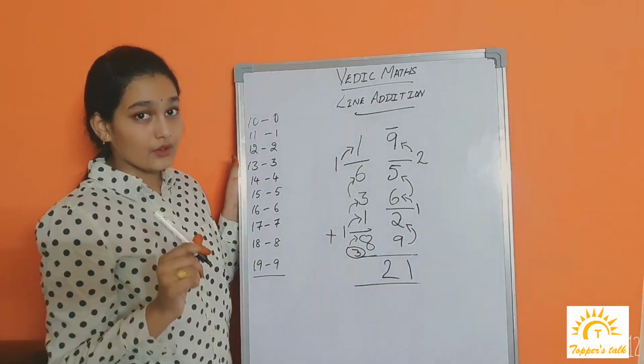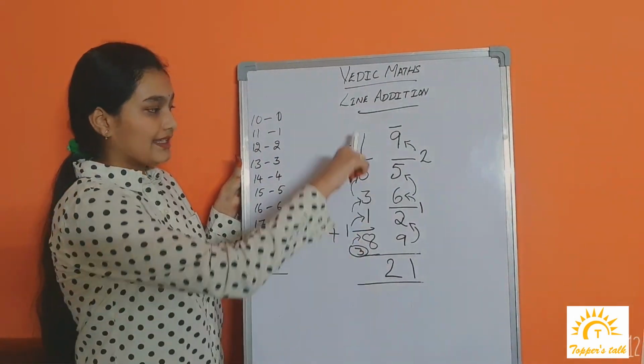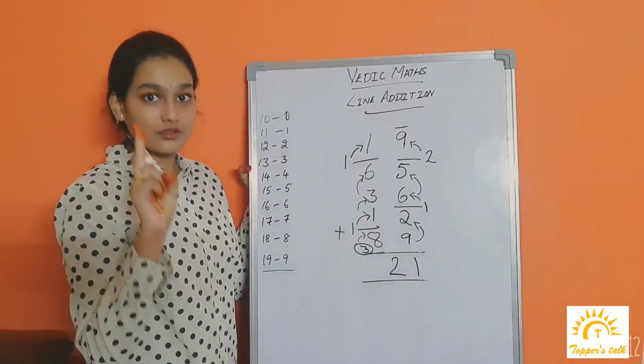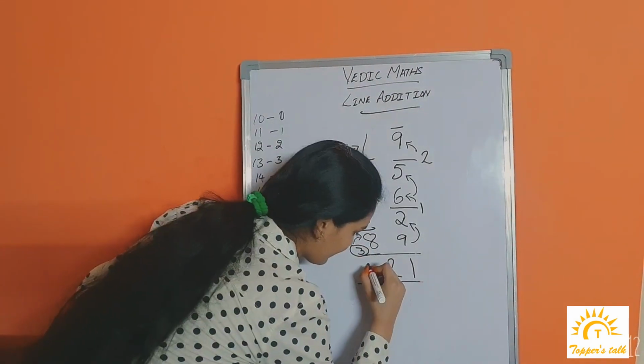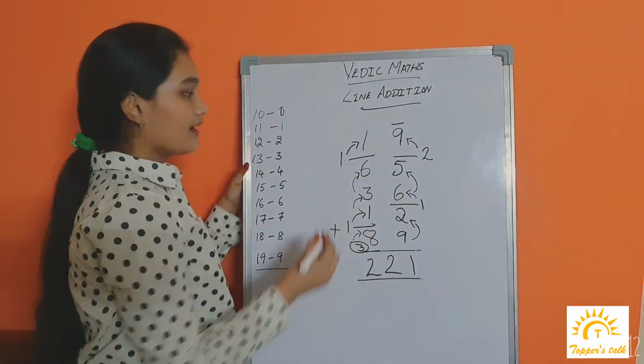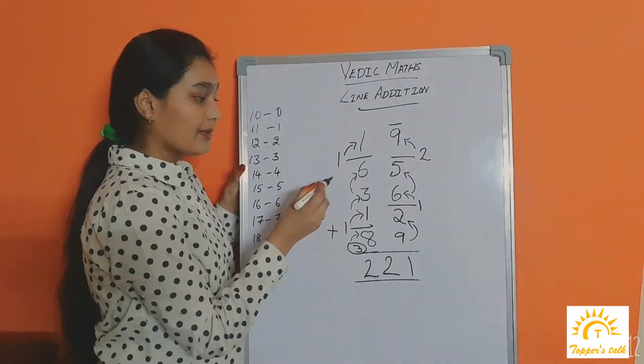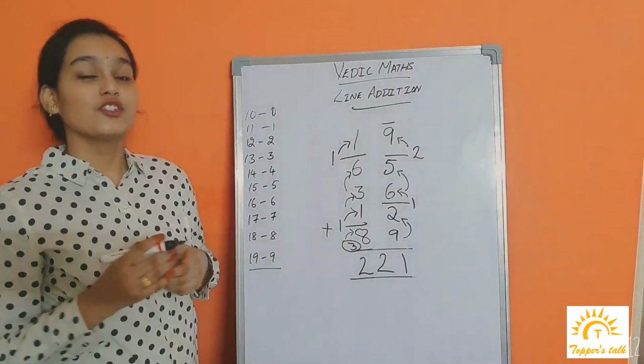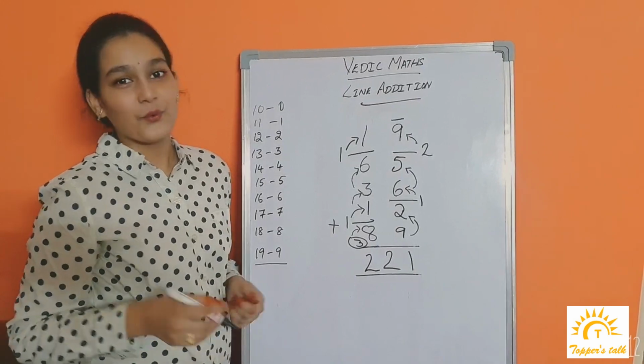Now we have to count how many lines we drew in the tens place. 1, 2. We drew 2 lines. So we have to write that 2 in the answer. 19 plus 65 plus 36 plus 12 plus 89 is 221. Wasn't that simple?